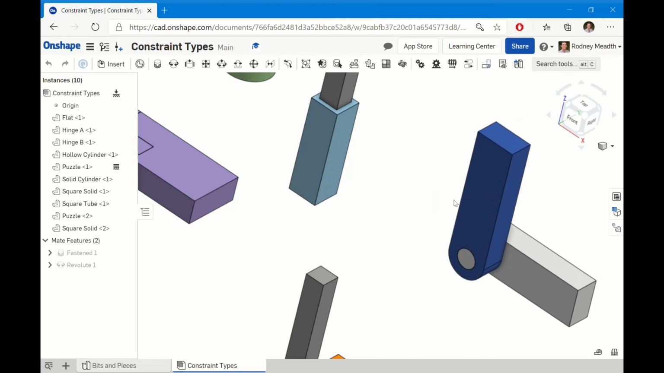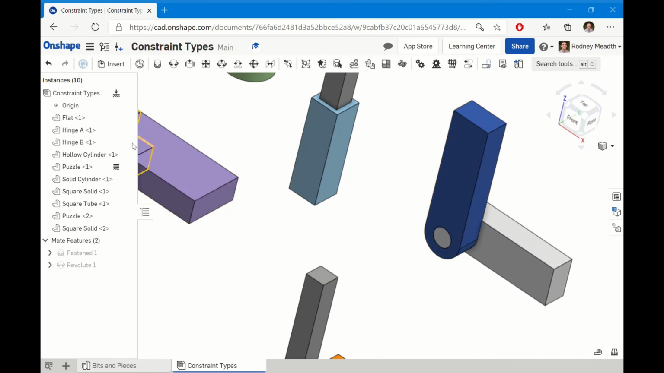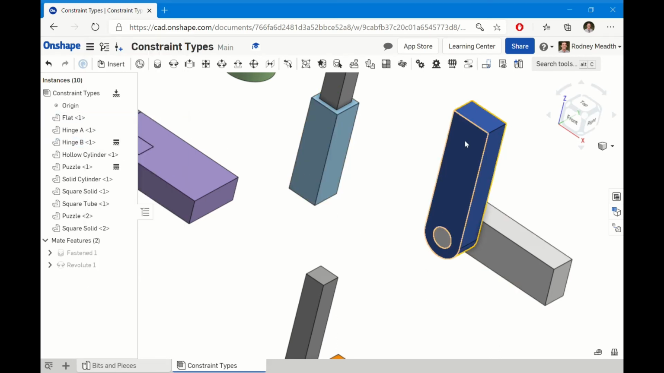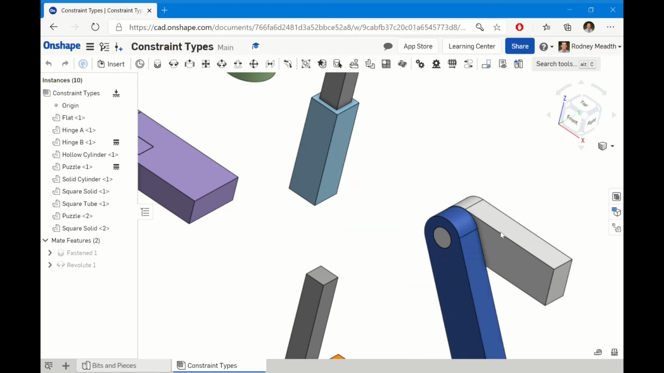Oh, okay. See, it's moving around, it's sliding around. So I actually want to take hinge B. That feels more like the base of it. Let's fix that down. And now we can grab, oh yeah, there we go. Lovely.